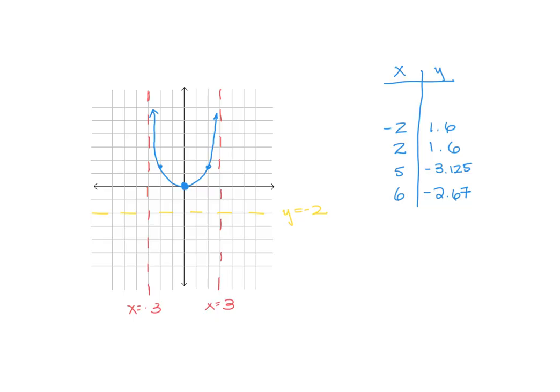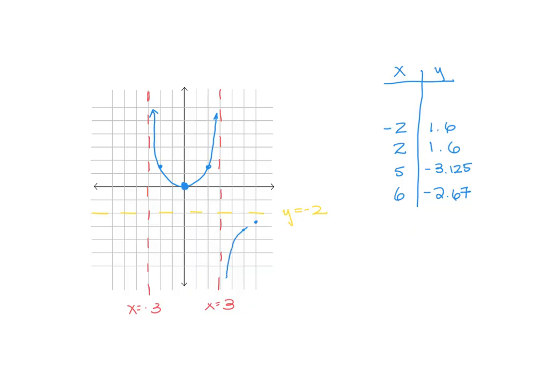All right, if we go ahead and graph these now, we have 5, -3.125. And so we're going to be about right here. Okay, it's still pretty close to 3. And we have 6, -2.67. And I graphed that first one wrong. I need to move it over. Okay, that's a little better. 6, -2.67. It's going to be right about there.